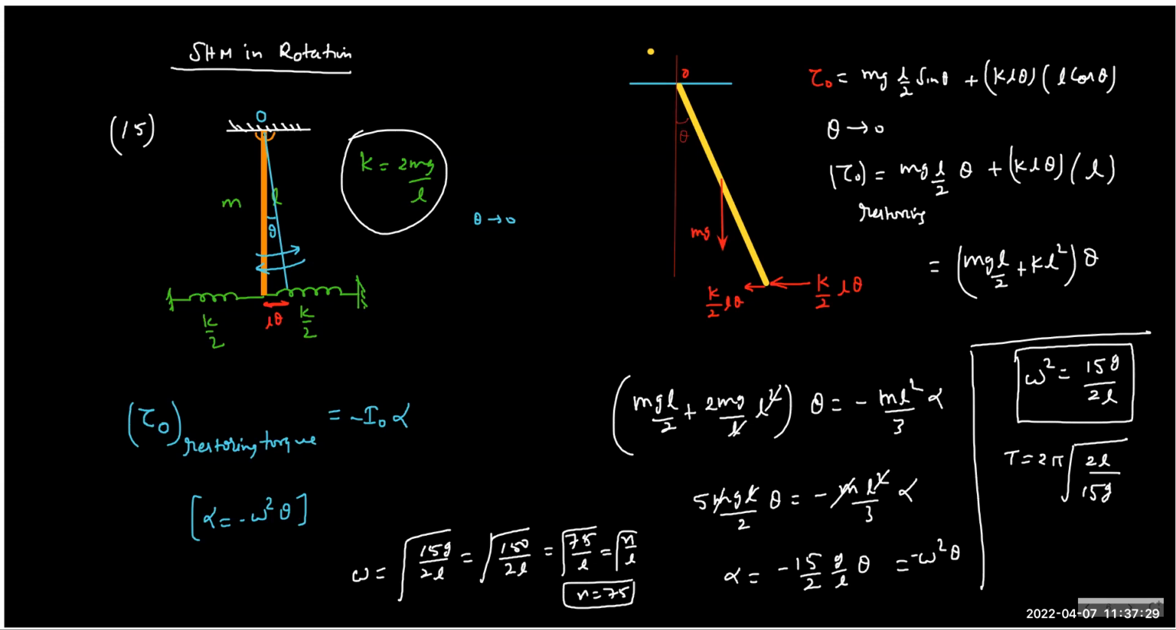So net torque will be KL theta. How is it KL theta? The spring force is K L by 2 into theta, and the distance from the center is L by 2. So K L by 2 into theta is the force, into the perpendicular separation L by 2 is the torque, and we have two springs, so we have to add both, because both will support the torque.